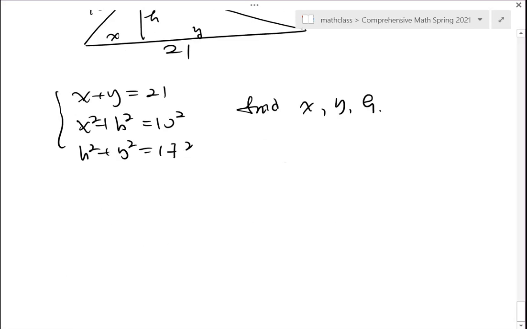You know how to solve this equation, right? You have 3 equations, 2 quadratic. So I'm going to discuss another problem.